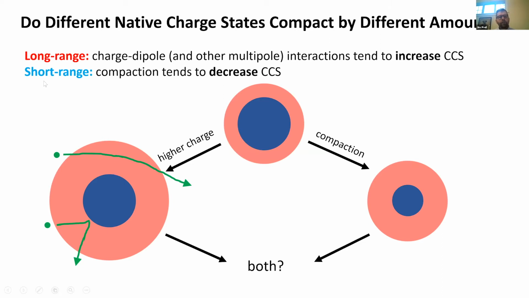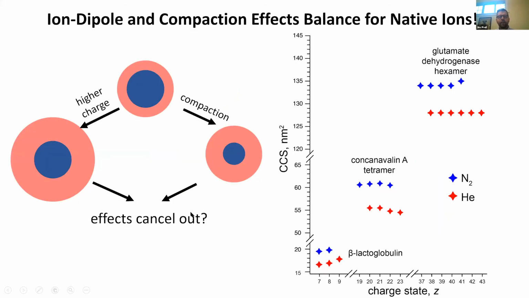One thing to consider, however, is that the collision cross-section that you should see for an ion, if two ions have identical structures but different charge states, the one with the higher charge state should cause more long-range scattering, which will tend to increase the collision cross-section. But if, on the other hand, one of them is more compacted, compaction should decrease the short-range component of the collision cross-section. So what happens when you combine these two things together?